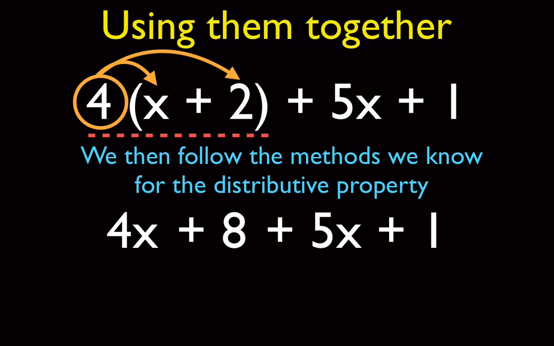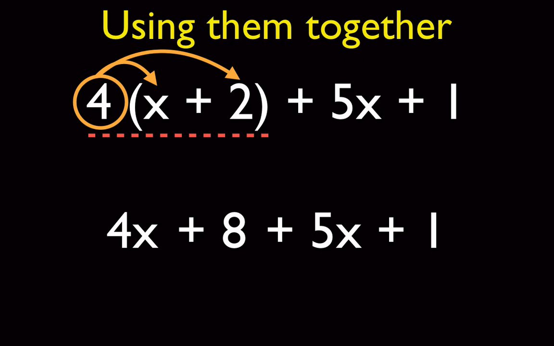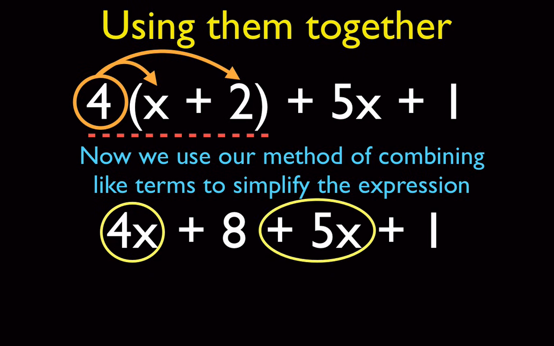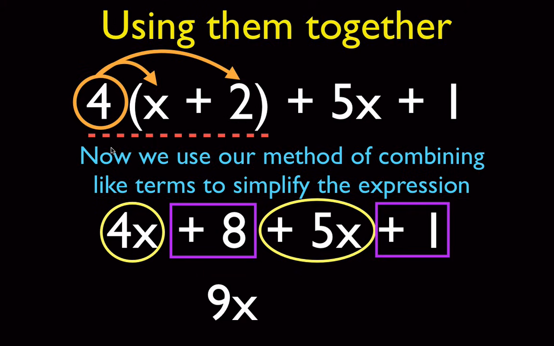Now we have a very simple combining like terms problem. I'm going to combine my 4x with my 5x. Notice I'm using the oval method to kind of distinguish them as being different. Next, I'm going to have my positive 8 and my positive 1, which, as you can see, 4x plus 5x equals 9x, and 8 plus 1 equals 9.